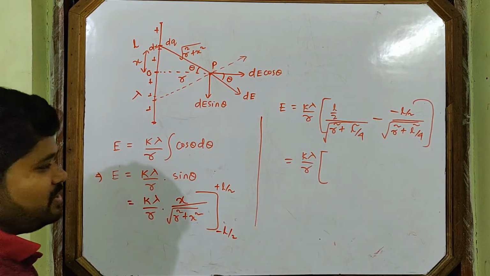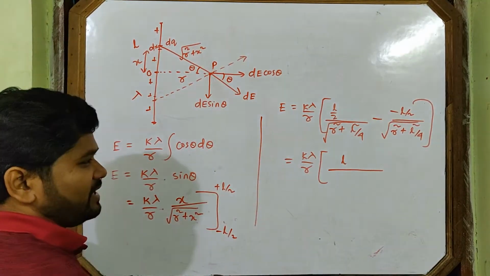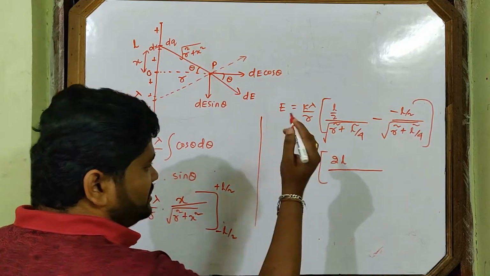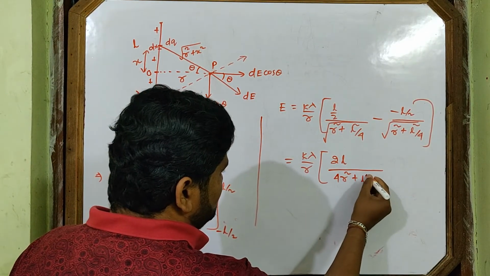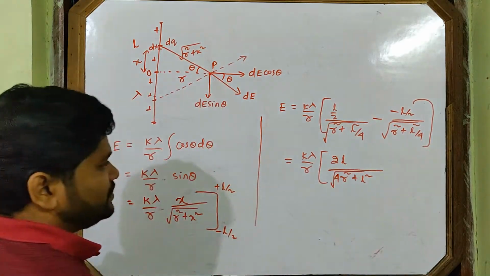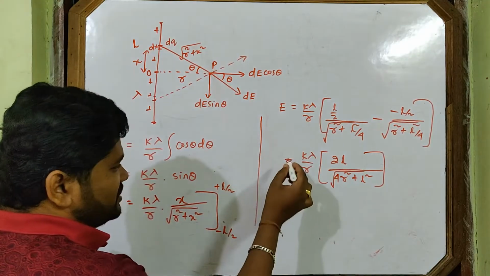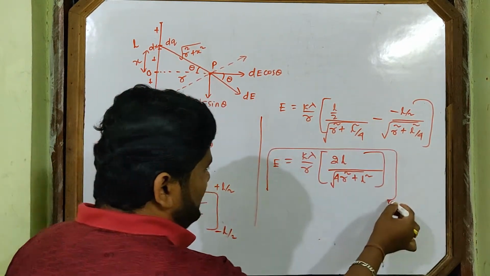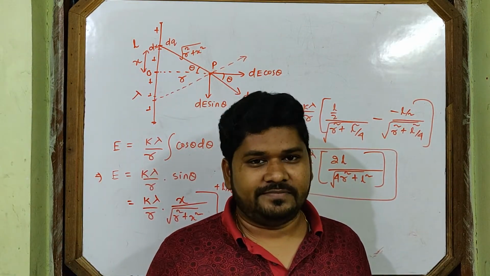It becomes L by 2 plus L by 2, so that is L. Then here you take 4 as LCM. It will be 2, then this will be 4 R square plus L square, root over. Is it clear? So this is the expression of electric field due to a finite charged thin rod.